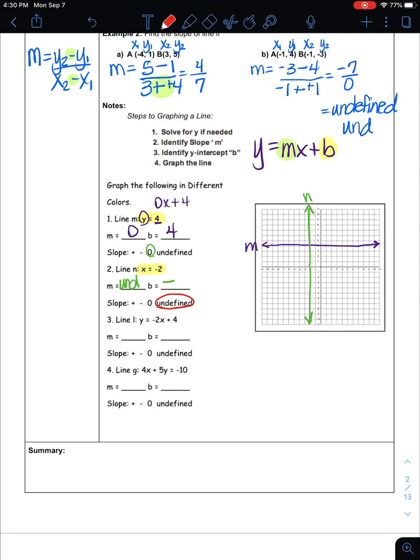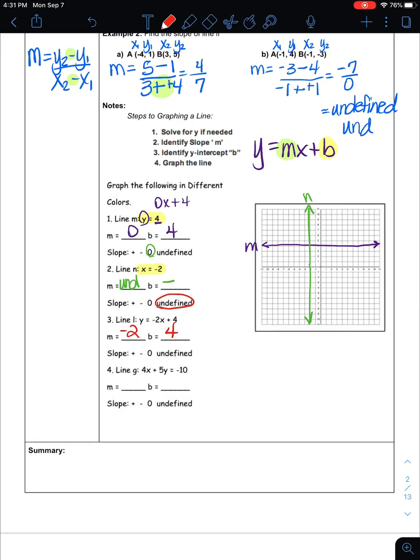If we look at number 3, line L, y is equal to negative 2x plus 4. It's already in mx plus b form, so your slope is negative 2. Notice it's not negative 2x. M is the number in front of the x, so m is just negative 2. The y-intercept is 4. To graph it, be sure to start on the y-axis, b like for y-intercept.